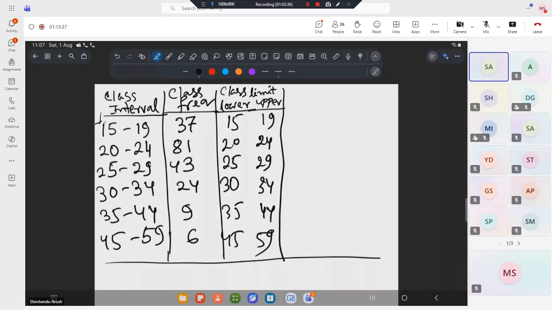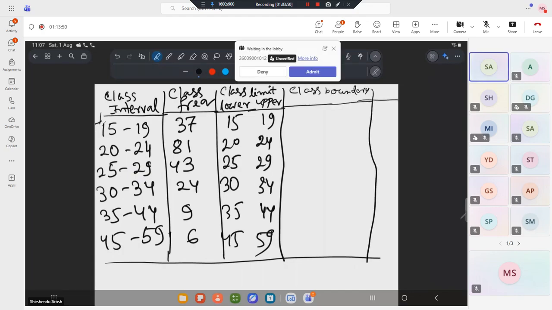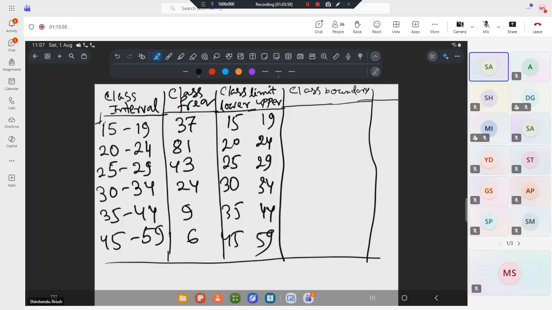Next is something called the class boundary. It is important to understand because you are going to use the class boundary when you make the calculation of the median and the mode. There is a lower class boundary and an upper class boundary. Now, how should I calculate the class boundary?